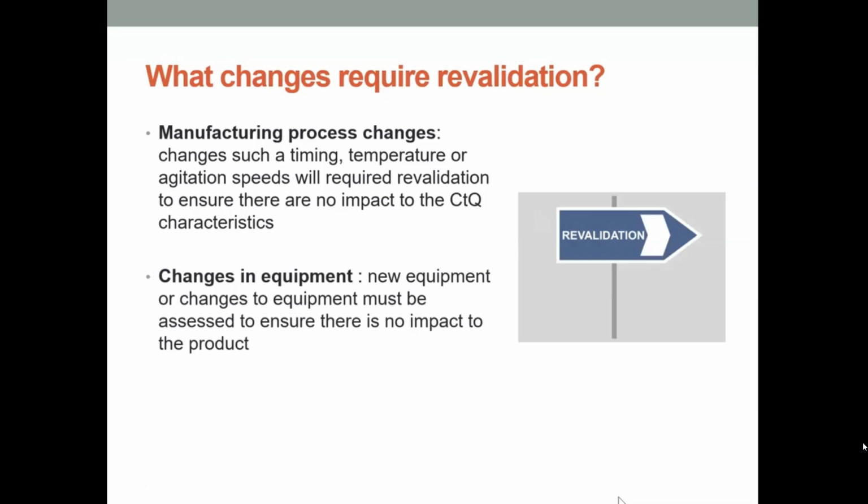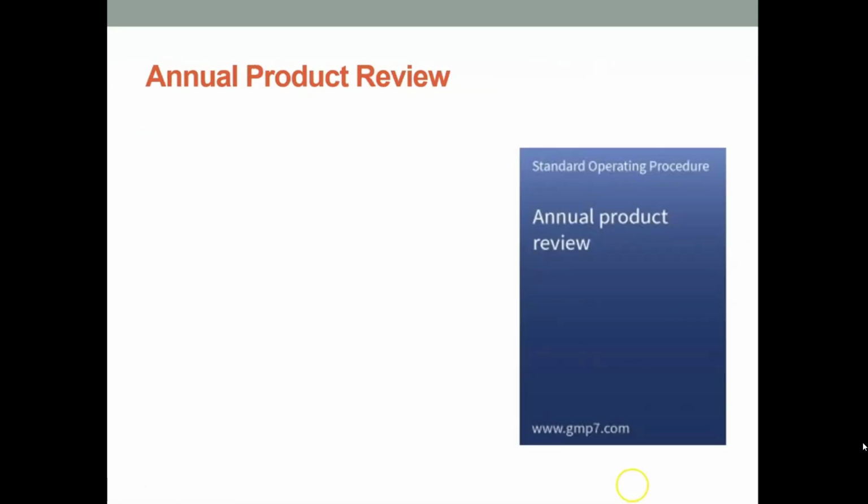Changes to equipment. So if you've got new equipment or there's been changes made to equipment, it has to be assessed to make sure that there's no impact to the product. So if you've changed out a part or a component or a setting on your equipment, that would all need to be assessed. So those are some of the changes that would require revalidation. And again, that would generally happen either through your validation master plan, where you've documented it as being a periodic requirement, or through your change control system.